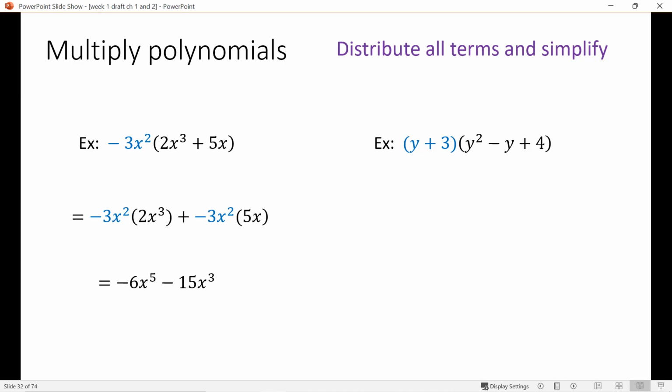In our second example, we've got 2 terms in the first polynomial and 3 terms in the second polynomial. So when we do all the combinations there, we end up with 6 different terms that we can simplify into these 4. If you need to look over these again, go ahead and pause the video here and work out how I got to these answers.